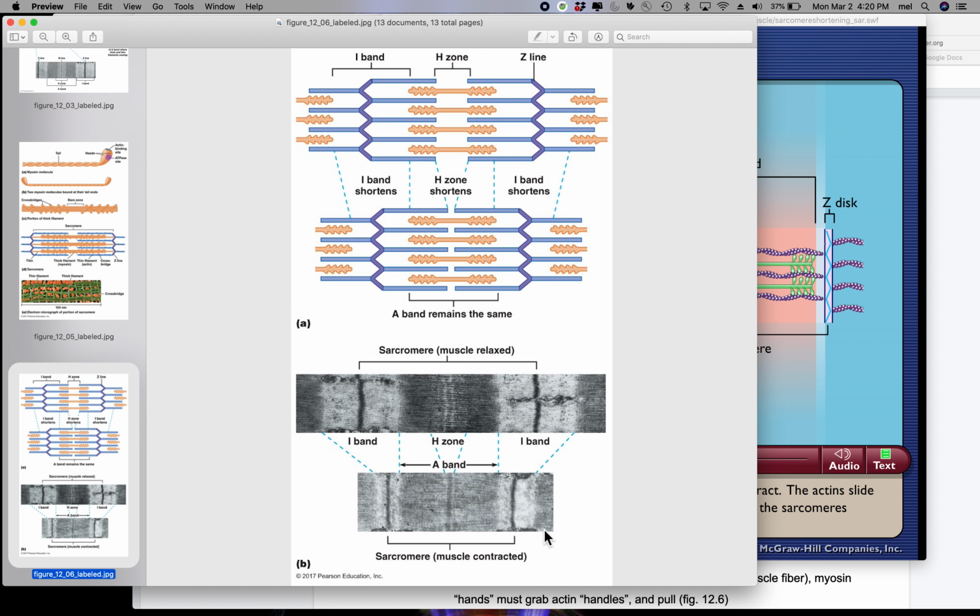Okay, and we will stop there for today. I'm going to upload this and then I will send you guys a Canvas announcement. And on Wednesday, I would like for you guys to have watched this and probably labeled that sarcomere in your notes. And then right after we finish endocrine, we'll get into the actual muscle physiology.